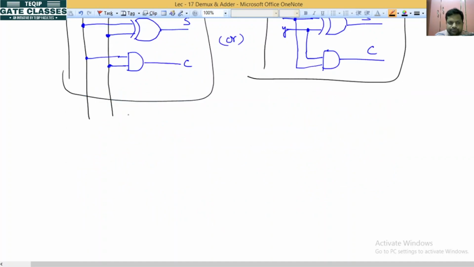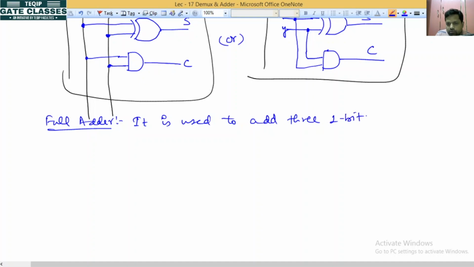नेक्स्ट, आवर नेक्स्ट कॉन्सेप्ट इज फुल एडर. फुल एडर का काम क्या होता है? फुल एडर आर यूज्ड to add 3 one-bit number. It is used to add 3 one-bit numbers.